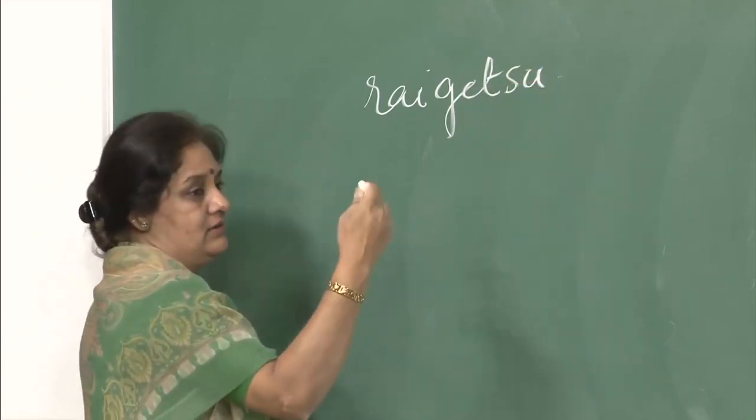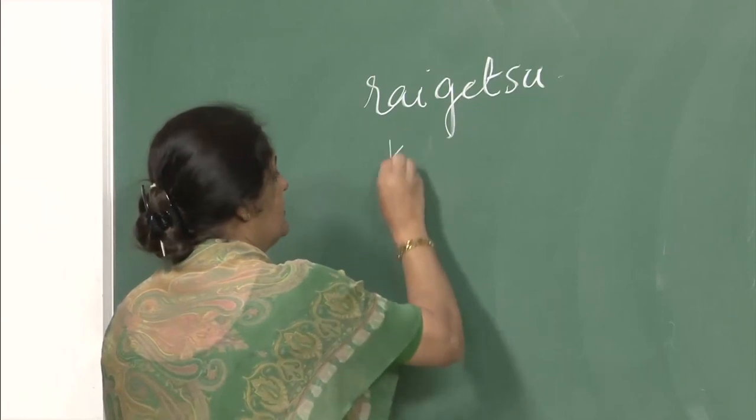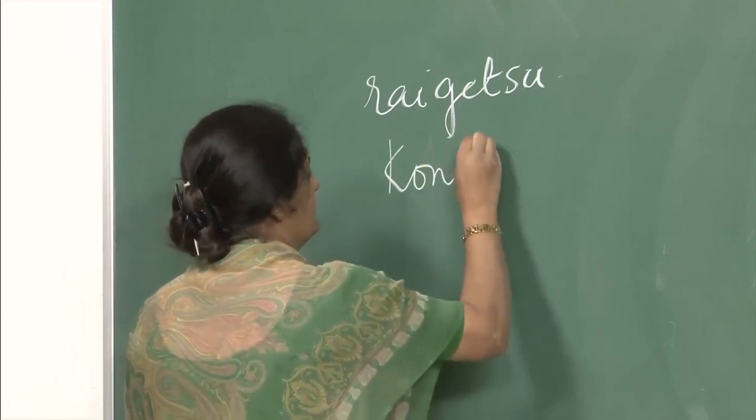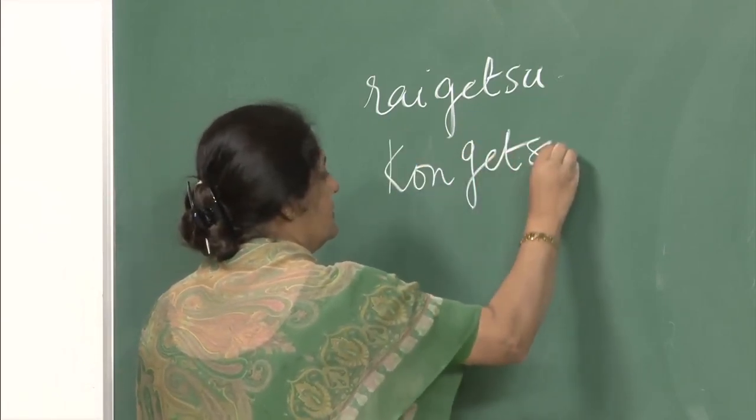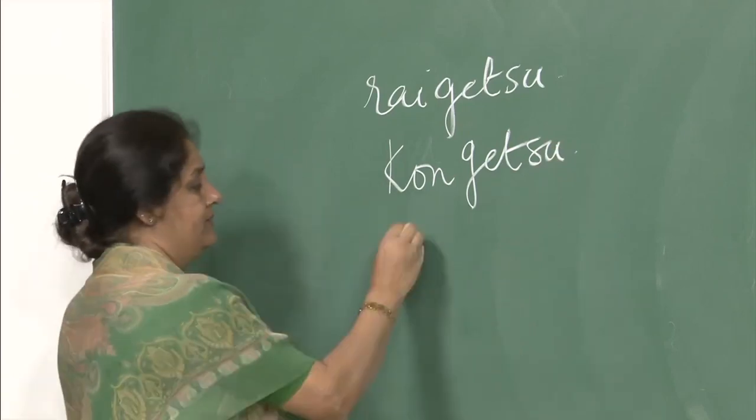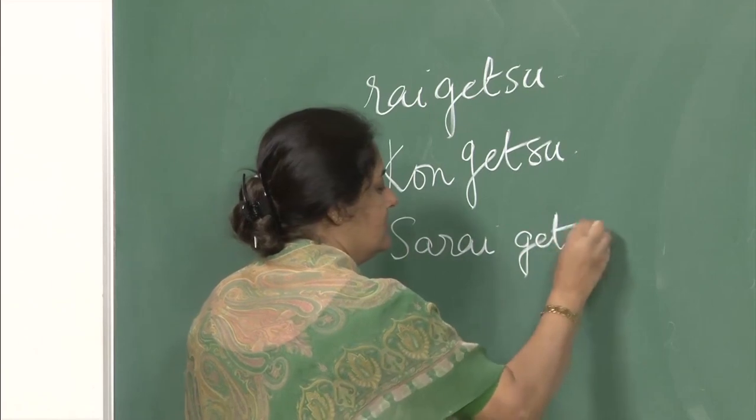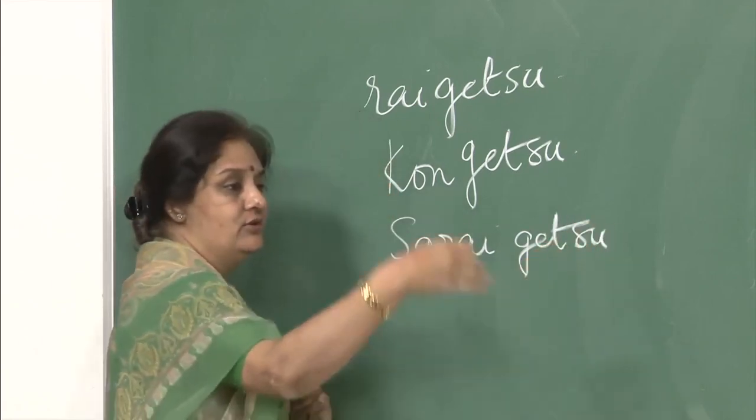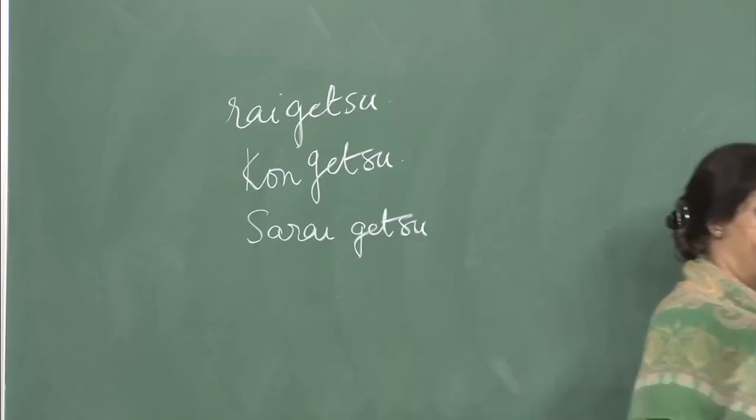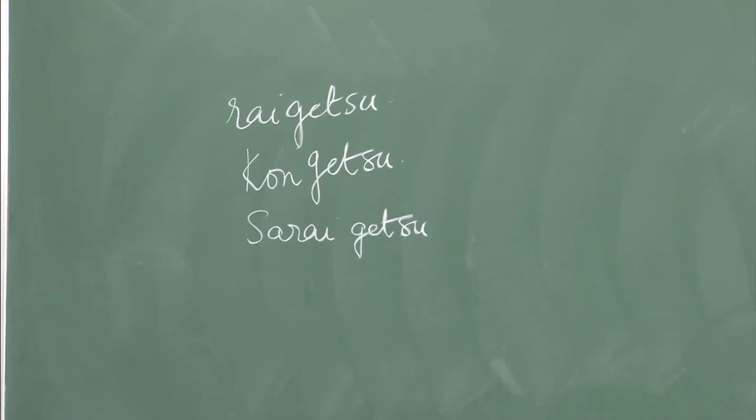Raigetsu means next month. Kongetsu, this month. Saraigetsu, next to next month. So, please, you can practice.